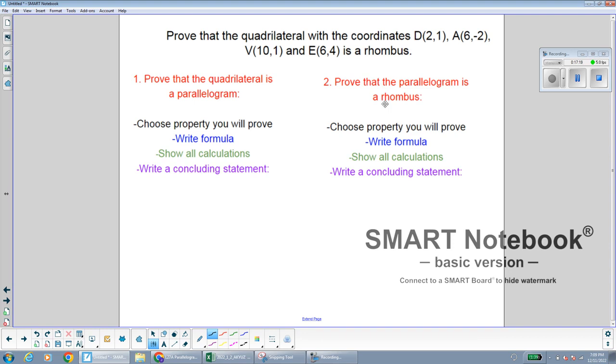So just like with a rectangle, you're going to pick one property of a parallelogram to prove, to show that it's first a parallelogram. And then once you do that, you can pick one of the extra special properties of rhombuses. So we have either that two consecutive sides are congruent, that's distance formula, or you can show that the diagonals are perpendicular. That's showing that they make right angles where they intersect. So that's slope formula, showing that you have negative reciprocals for the slopes of the diagonals.